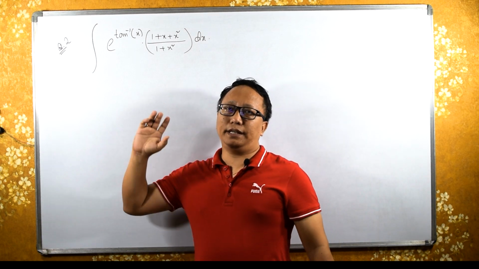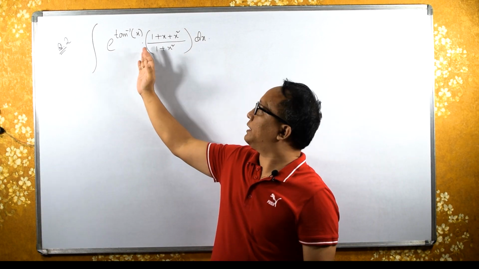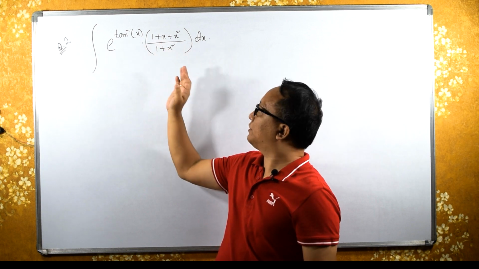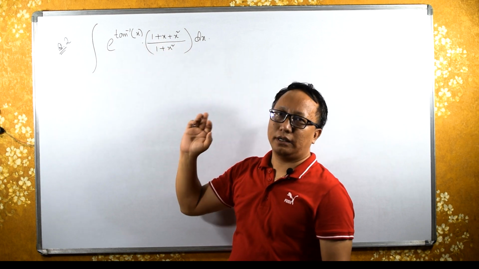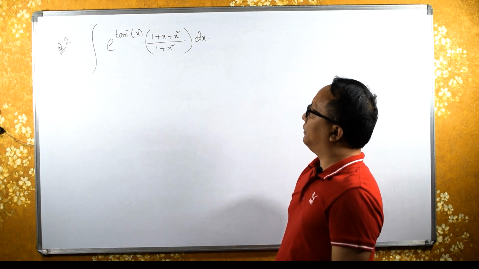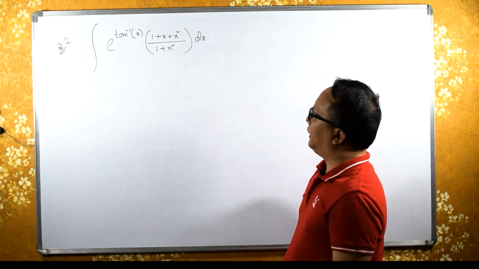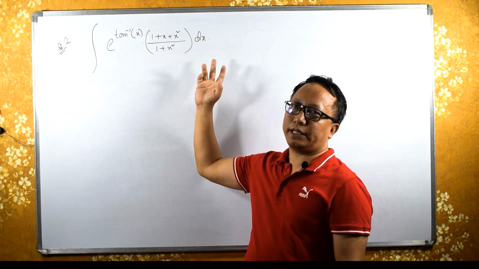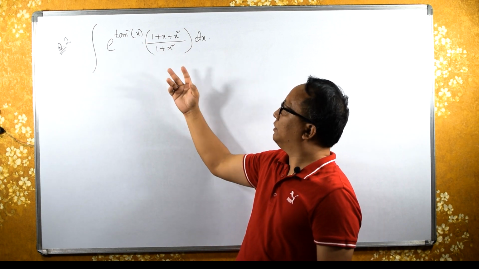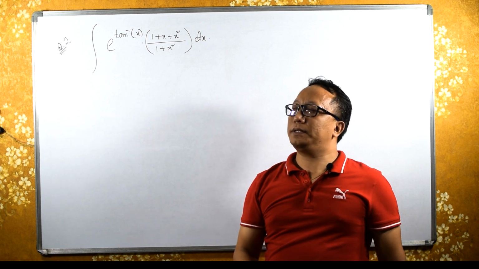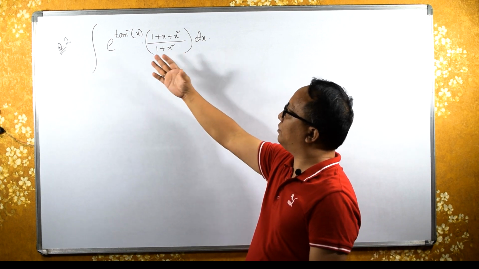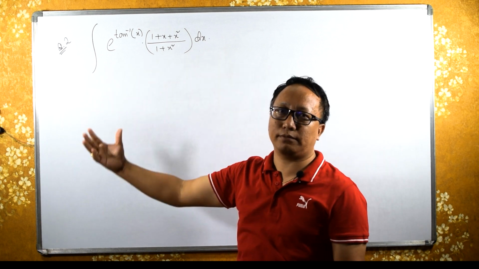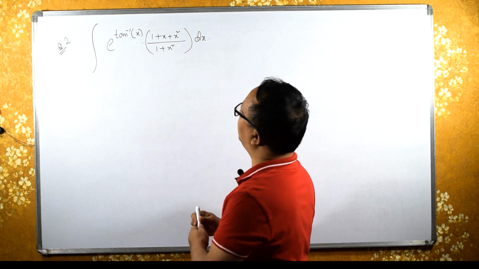Now the given integration is e raised to tan inverse x into (1 plus x square) upon (1 plus x square) dx. Okay. Now look here. There is a term tan inverse x, as well as 1 plus x square somewhere here. So in your mind you must be thinking, if I substitute u equals tan inverse x, we will be getting some derivative of 1 plus x square somewhere. Okay, then let's go for this.